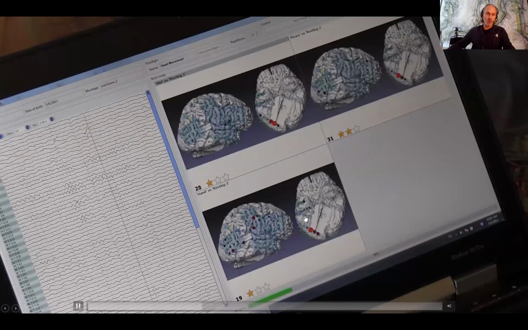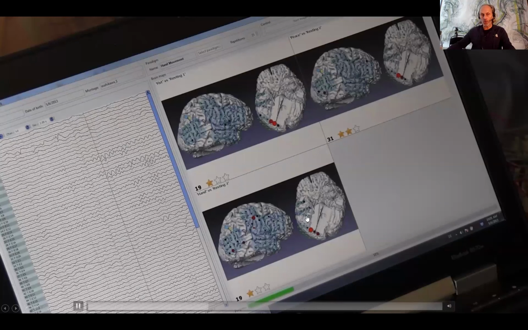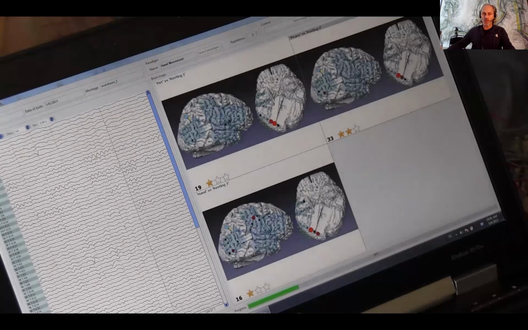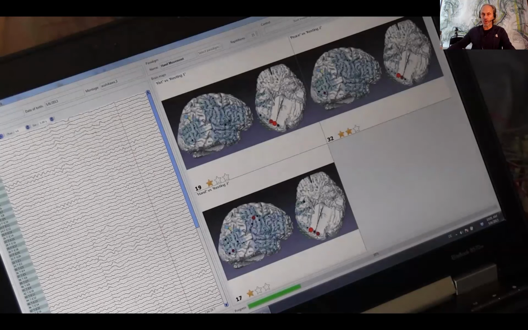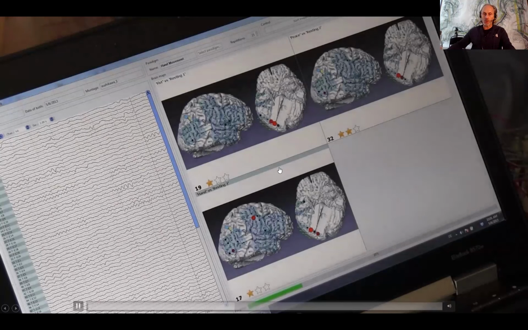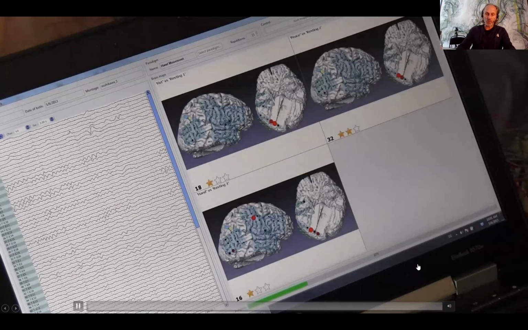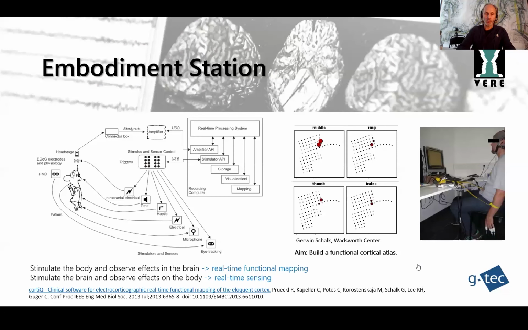On the left-hand side, you can see how clean the ECoG recordings are. Very beautiful signal. In this case, we are visualizing 64 channels. Then you can just see how the red bubbles develop, but we will explain this a little bit more in detail.